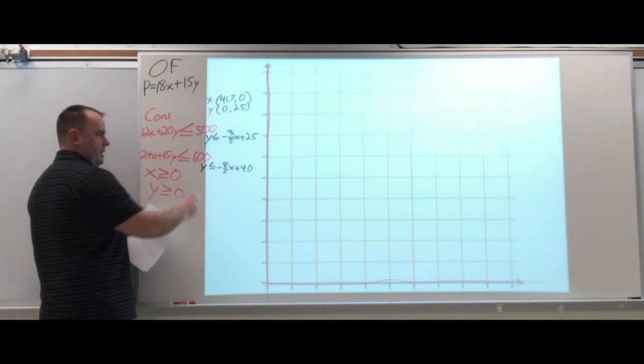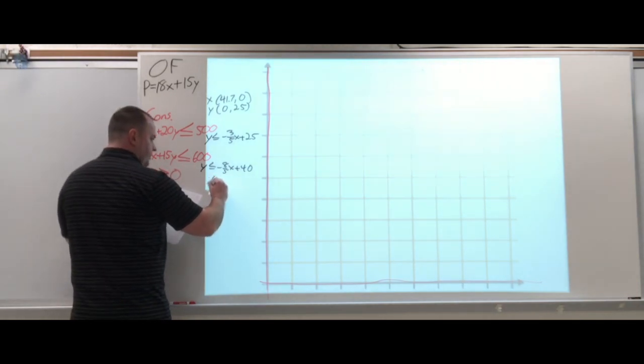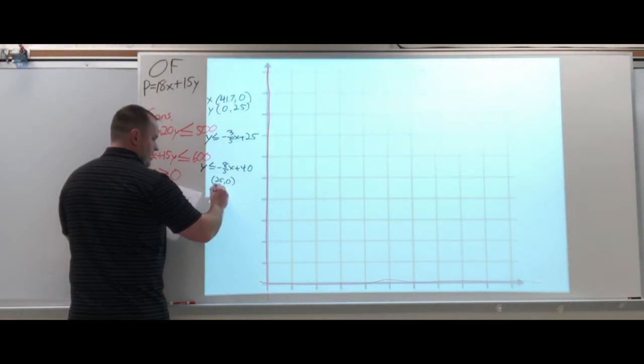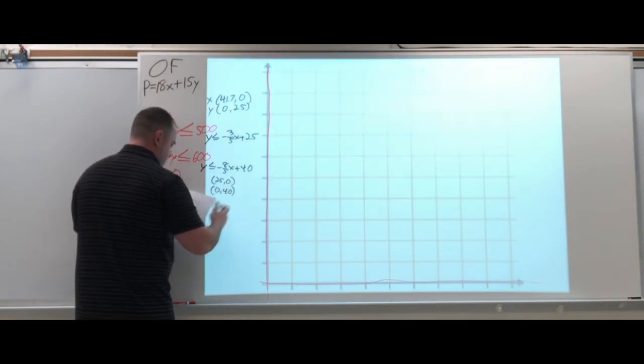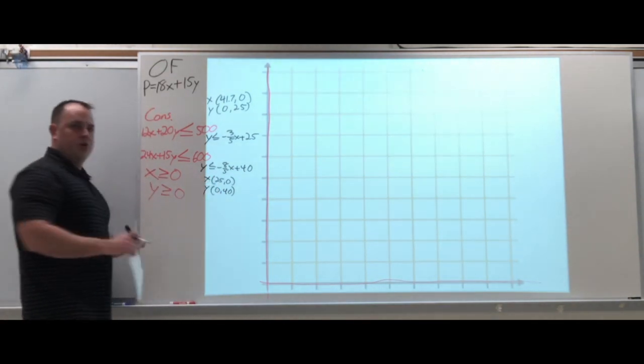Over here, for the bottom one, for the cost of this, we have 25 for the x-intercept and 40 for our y-intercept for this one. That might make it a little easier to graph.